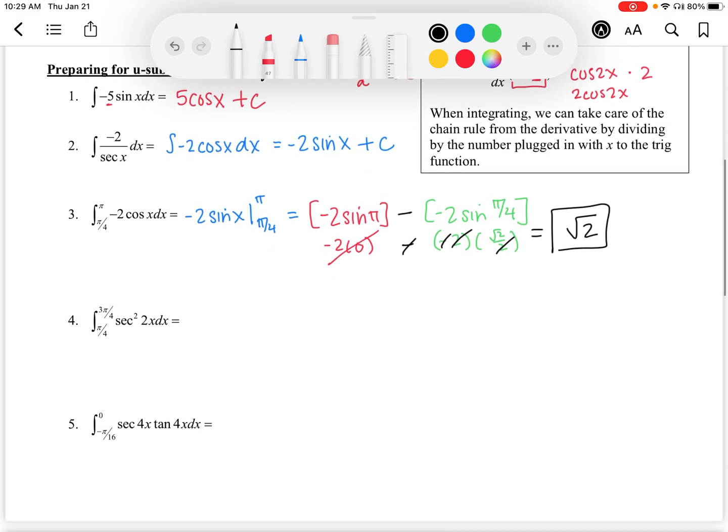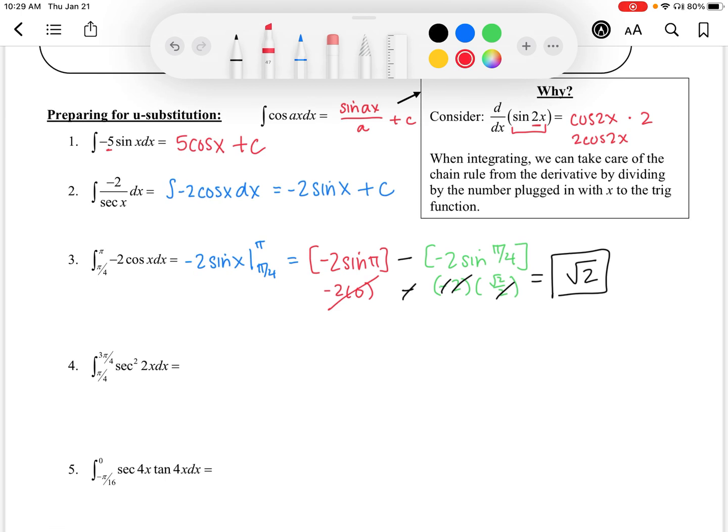All right, looking at number 4 is when we're going to use this rule that we just did right there. I've got a secant squared of 2x. So if I'm looking at the integral of secant squared, that integral is going to be tangent, but I have a 2x. So when I take my integral here, it's going to be tangent of 2x divided by 2, because there's a 2 inside with that x. And then we are going from pi over 4 to 3 pi over 4.